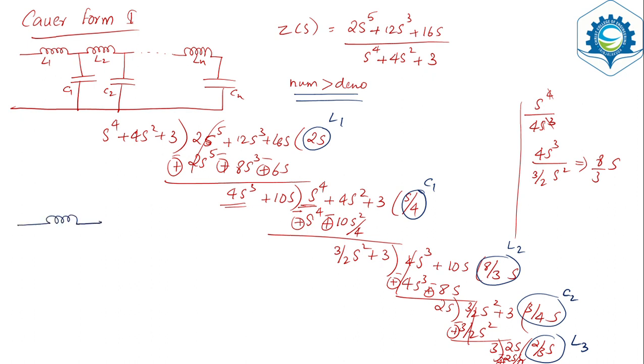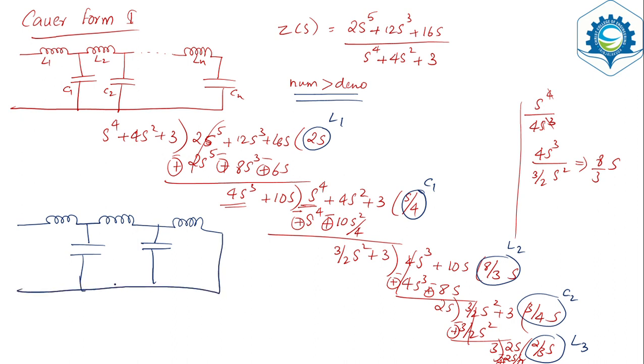You have 1, 2, 3, and how many capacitors? 2 capacitors. So that's 1 and 2. So here there is no capacitor, and that's it. Okay, and what's the value of the inductor? It's 2 Henry, 1 by 4 farad. Here it's 8 by 3 Henry. Here is 3 by 4 farad, and then here it's 2 by 3 Henry. Okay, so this is how you're going to construct the Cauer form 1 of a particular element.